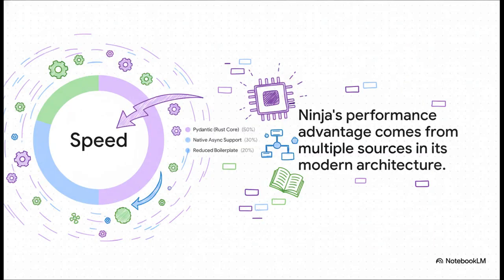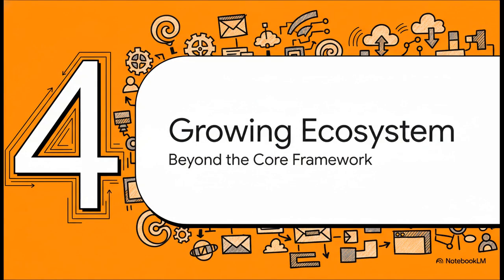So just to recap where all this speed comes from, this chart pulls it together perfectly. The biggest slice of the pie comes from Pydantic and its Rust core. Then you have the inherent efficiency of native async support. And finally, there's the simple fact that less framework code means less work for the server to do on every single request.